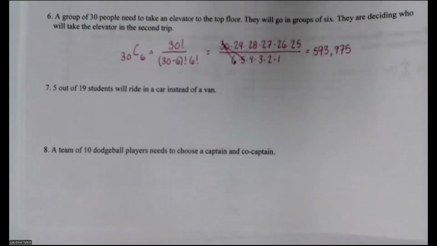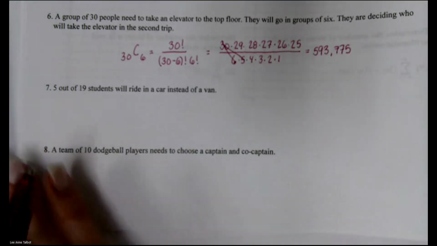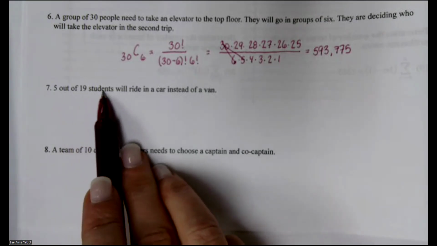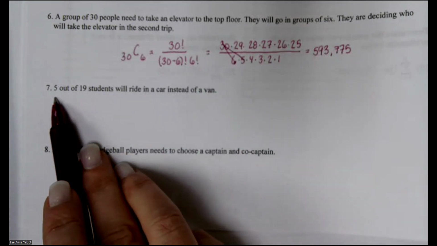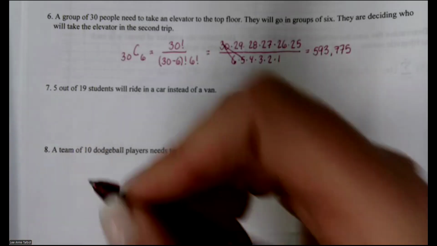By the way, your homework is a Google form, and on that Google form, you need to type the commas in to be able to escape. So make sure to put the commas in. Okay. Now, 5 out of 19 students will ride in a car instead of a van. Same or different? Combination, they're the same.